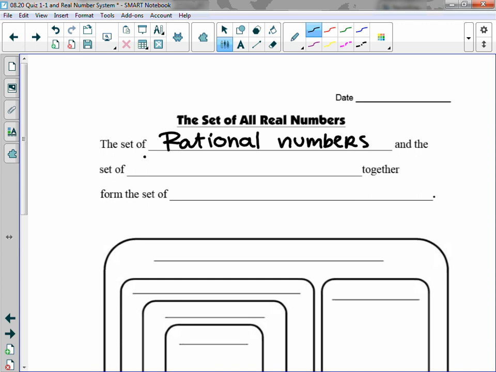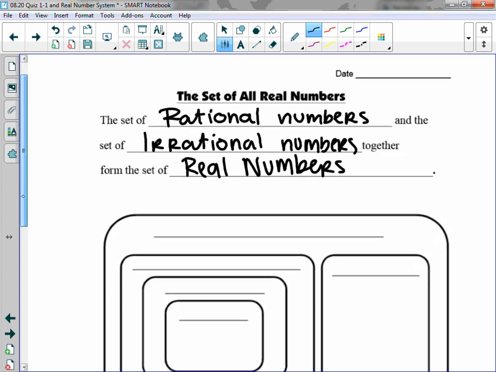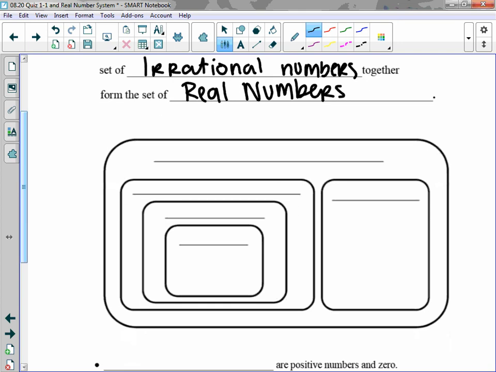and the set of irrational numbers together form the big picture idea, the set of real numbers. So real numbers encompasses everything. It's like the big umbrella that falls over all of them. So we've got ourselves a graphic organizer here. So the big rectangle that has everything in it are your real numbers.